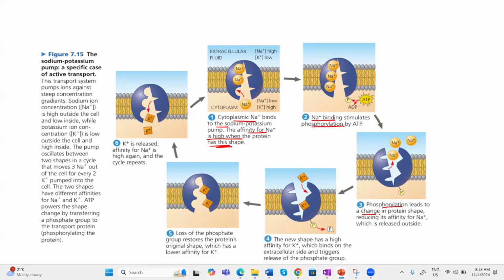Phosphorylation will lead to a change in the shape of the protein, reducing its affinity for sodium, which is released outside. The new shape has an affinity for potassium, and binding of potassium will trigger the release of the phosphate group. The phosphate group is released and the protein comes back to its original shape, which has low affinity for potassium. So now potassium is released and again its affinity is high for sodium. So the cycle continues. The two shapes have different affinities for sodium and potassium, and ATP is the one changing the shape by transferring or removing the phosphate group.